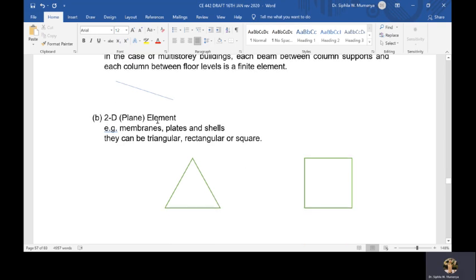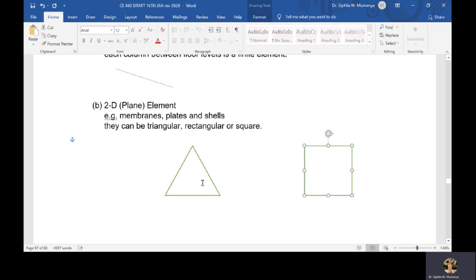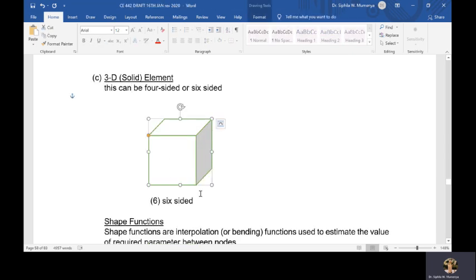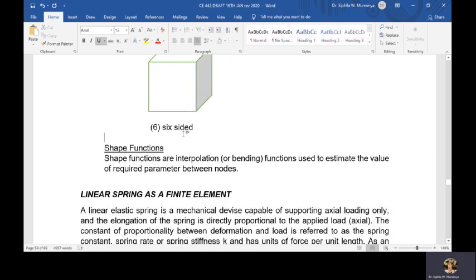And in the 2D plane element, examples are membranes, plates, which we have already looked at, and shells, which we also look at. And the 2D plane element can be triangular, rectangular, or square. You can also look at a 3D solid element, which can be 4-sided or 6-sided. This is an example of a 6-sided solid element.